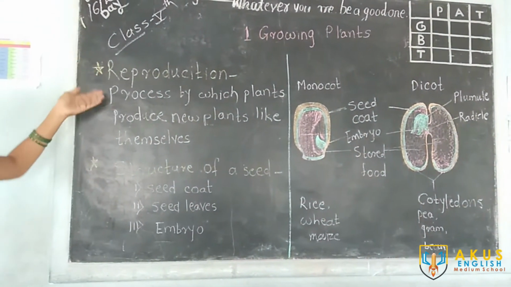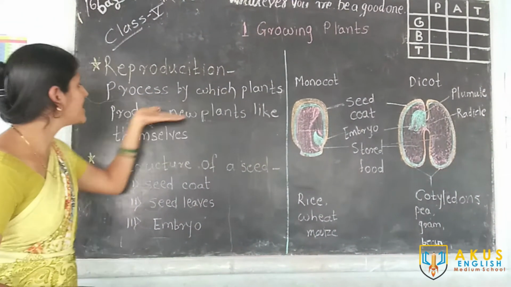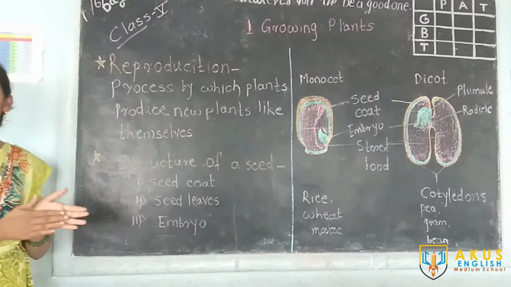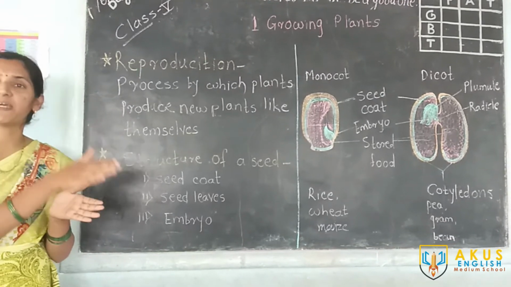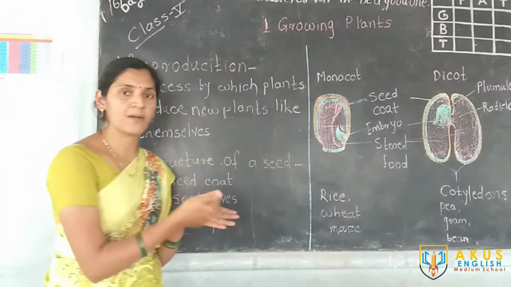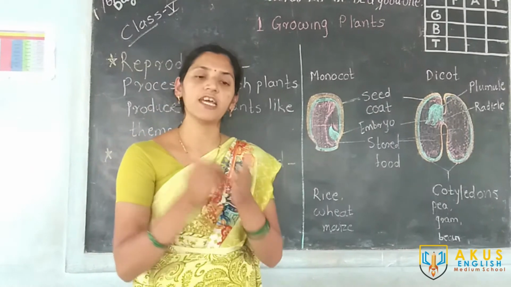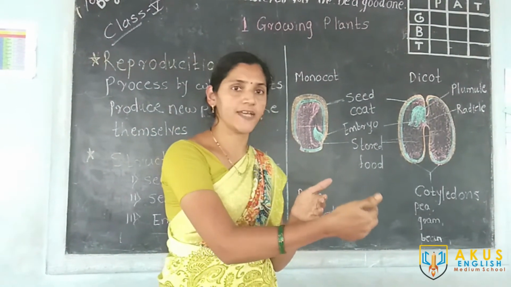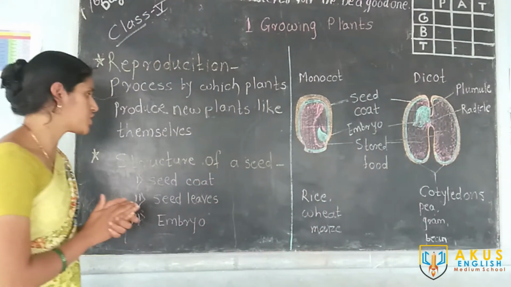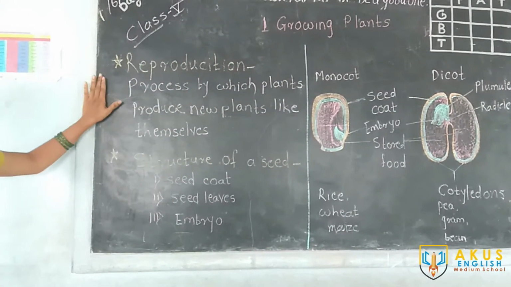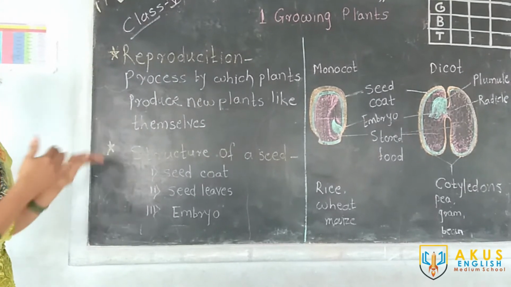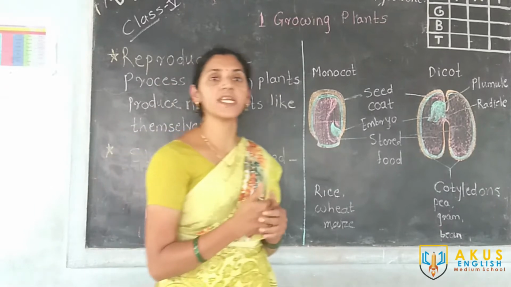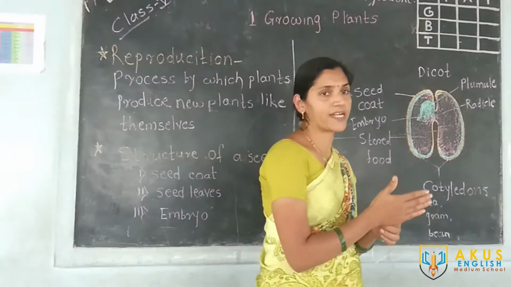Reproduction is the process by which plants produce new plants like themselves so that their own species remains on the surface of Earth. For example, when we consider the mango plant, after reproduction, a new mango plant arrives. So, that is reproduction. Now, we are going to see reproduction in plants only. In plants, this reproduction occurs through different factors.